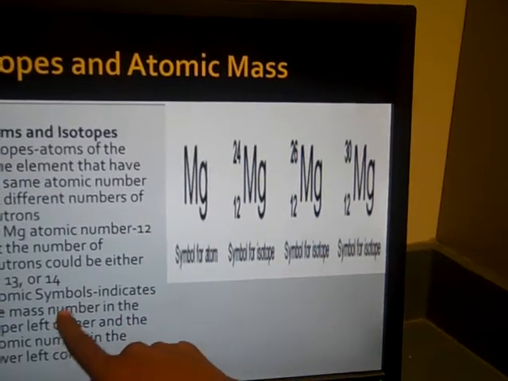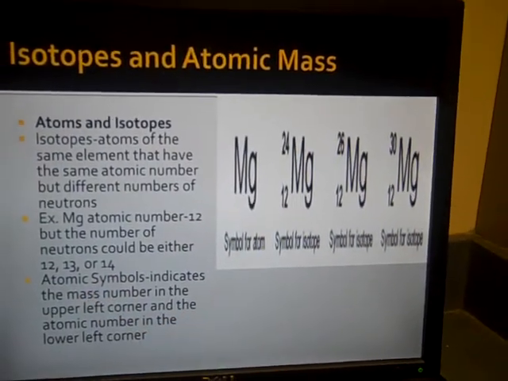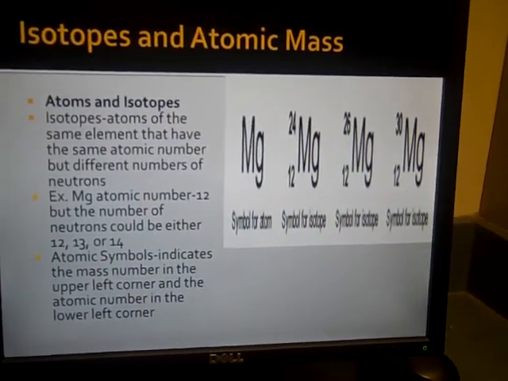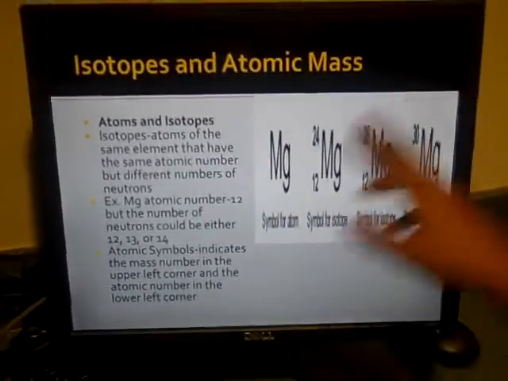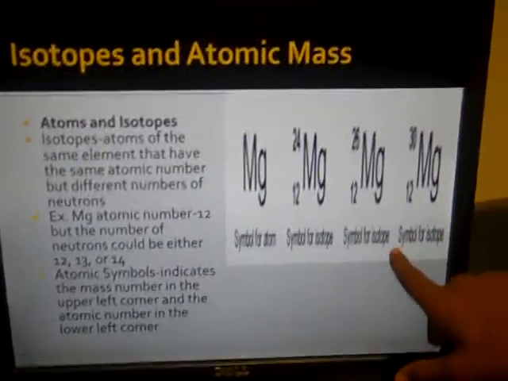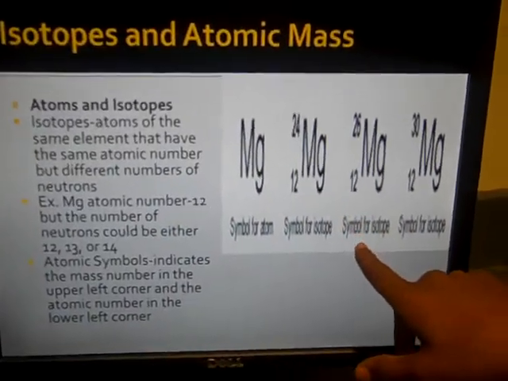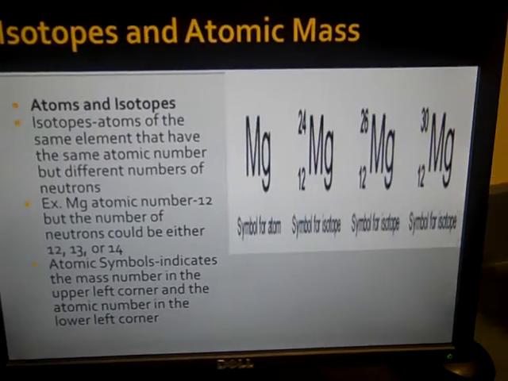And then we have our atomic symbol, which indicates the mass number in the upper left corner and the atomic number in the lower left corner. And if you look to the right, you can see an example of different isotopic symbols for isotopes of magnesium.